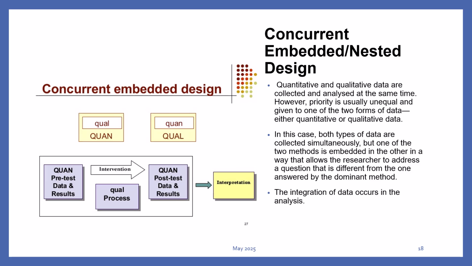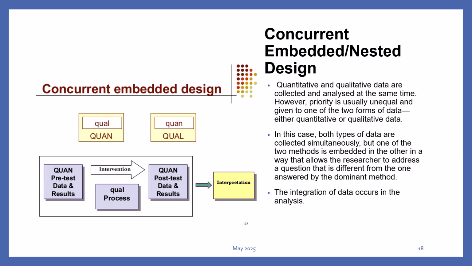In this case, both types of data are collected simultaneously, but one of the two methods is embedded in the other in a way that allows the researcher to address a question that is different from the one answered by the dominant method. So you have one method embedded in the other, and this method can be used to address a research question that is different from the research question intended to be addressed by the dominant research method. And the integration of data in this case occurs in the analysis phase.